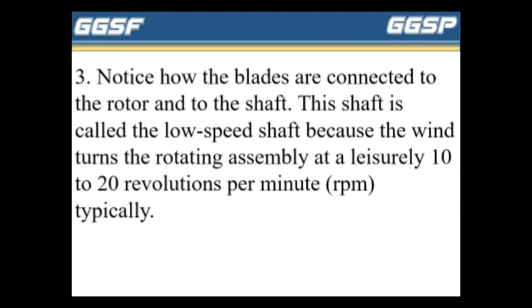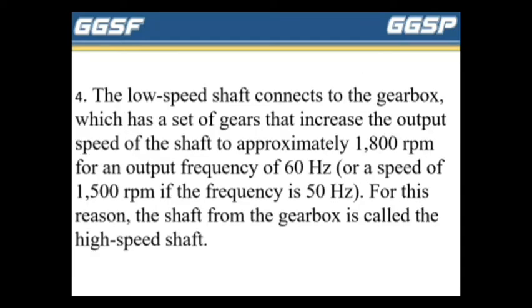Notice how the blades are connected to the rotor and to the shaft. This shaft is called the low speed shaft because the wind turns the rotating assembly at a leisurely 10 to 20 revolutions per minute, RPM, typically. The low speed shaft connects to the gearbox, which has a set of gears that increase the output speed of the shaft to approximately 1800 RPM for an output frequency of 60 Hz, or a speed of 1500 RPM if the frequency is 50 Hz. For this reason, the shaft from the gearbox is called the high speed shaft.